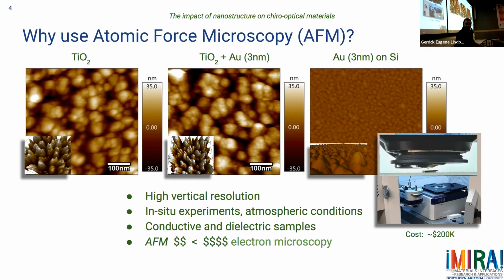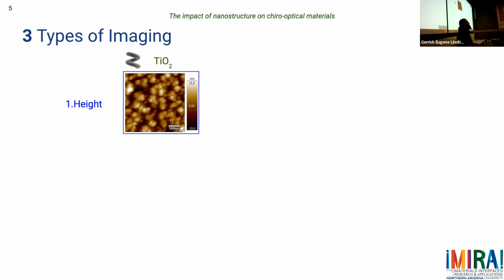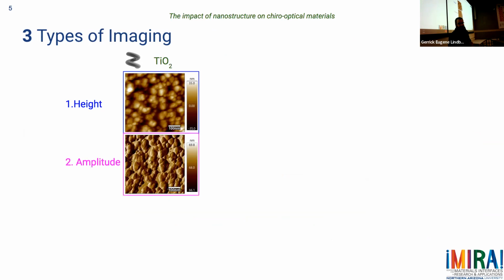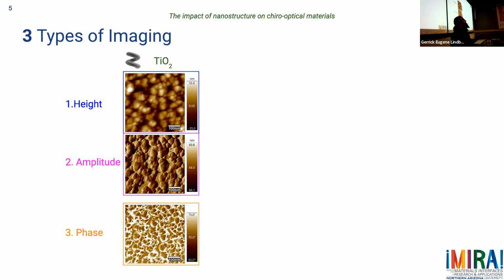Now, in my experiments, I collected 3 types of images. What I'm showing you here are the helices without the gold deposition. This is the surface profile. I also collected the amplitude images because of their high sensitivity to edge effects. I also collected phase images because I wanted to determine any change in material.